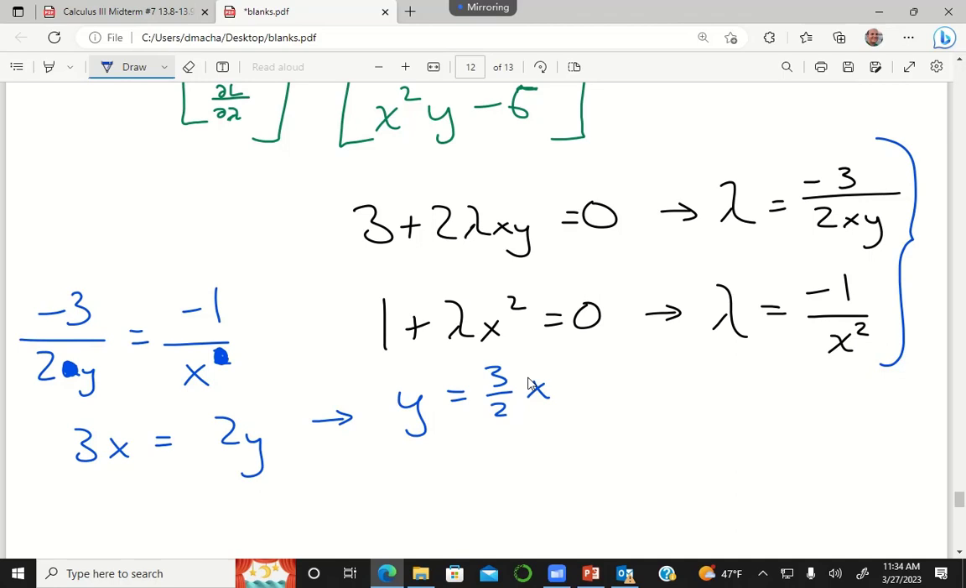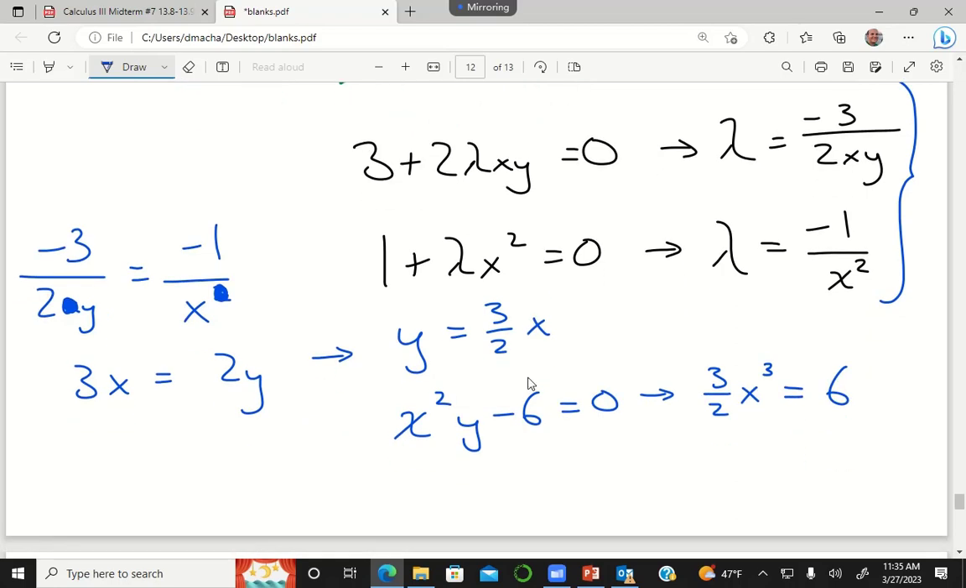Okay, now let's use the third entry in my gradient vector. The third equation is x squared y minus 6 equals 0. And I can say this is like 3/2 x cubed equals 6, which is like saying x cubed is equal to 4.